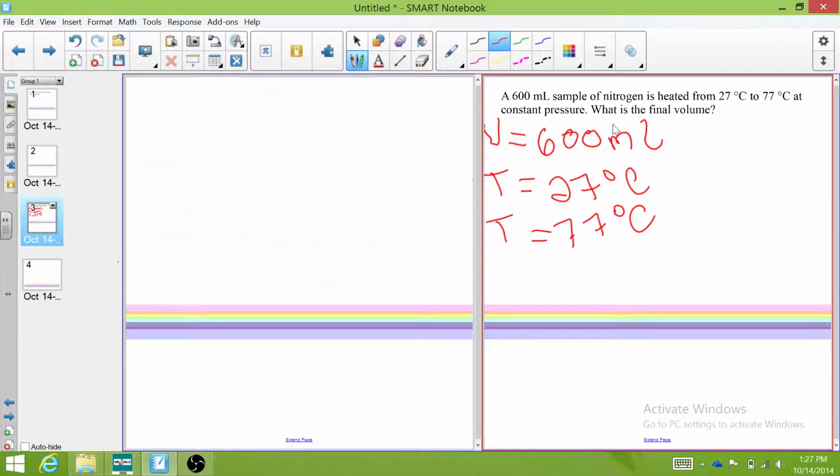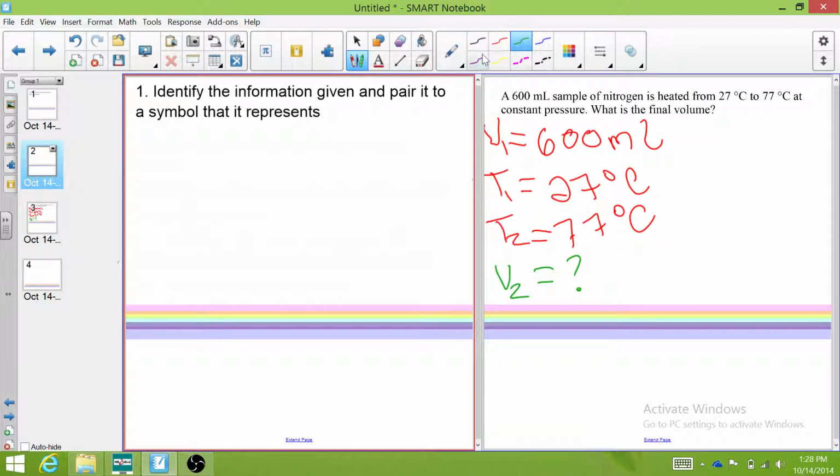So the last piece is we have this little piece of the problem we have not addressed yet. What is the final volume? That's what it's trying to get us to solve for. So we're looking for a V here. And because we have a change going on from an initial sample to that sample being changed in some way, we need some subscripts here. So the 600 milliliters represents V1, which means V before the change. 27 degrees Celsius is T1, which is temperature before the change. 77 degrees Celsius is T2, which is after the change. And we're trying to find the final volume, which means we're solving for V2. So now if we go back over to our list of steps, number 1 is done. We have identified the given information and paired it to our symbols here.